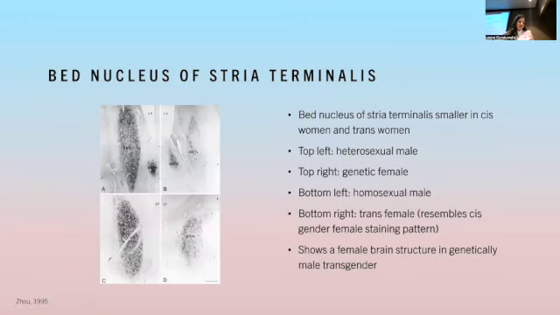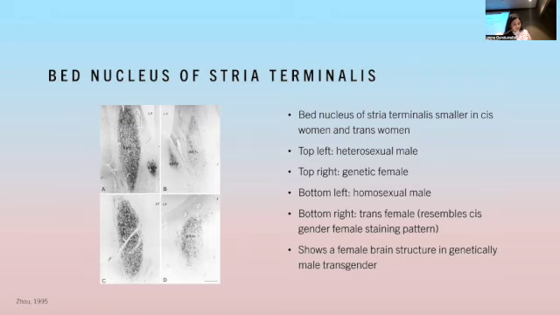So the bed nucleus of the stria terminalis is a sexually dimorphic limbic forebrain structure involved in the control of male sexual behavior, gonadotropin release, and the modulation of stress and anxiety. So the principal nucleus of the bed nucleus of the stria terminalis is larger. It contains more cells in males than females of several species, including humans.